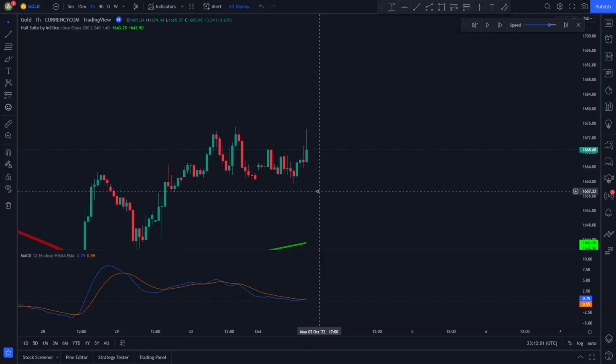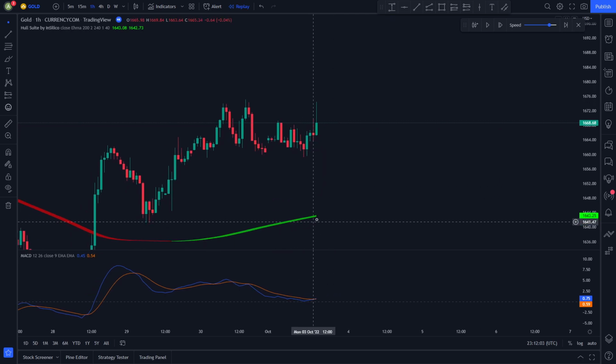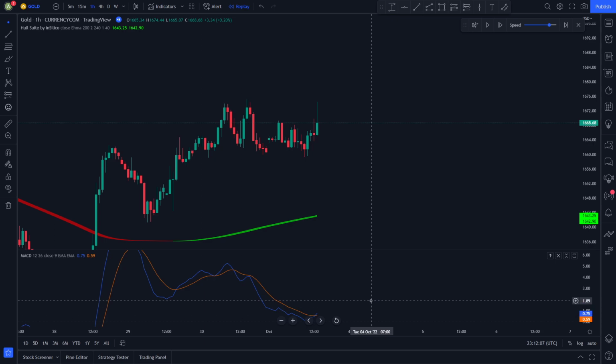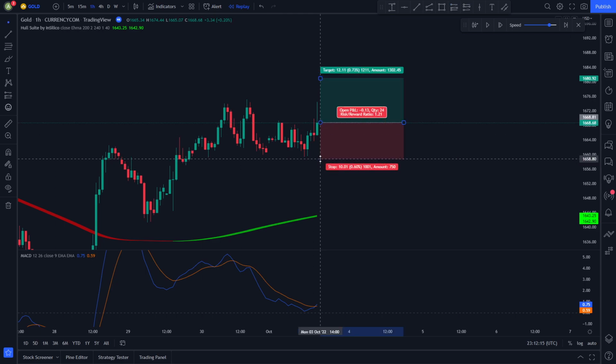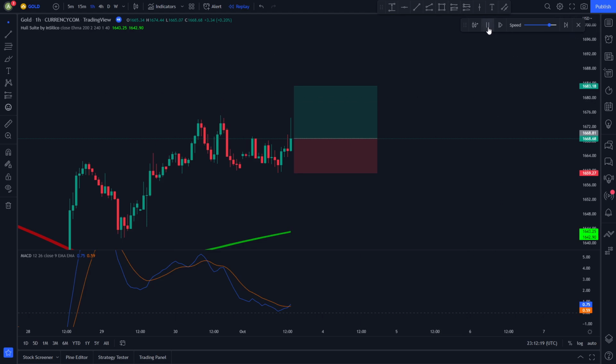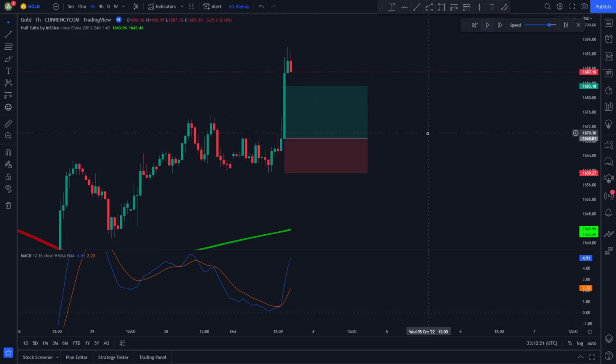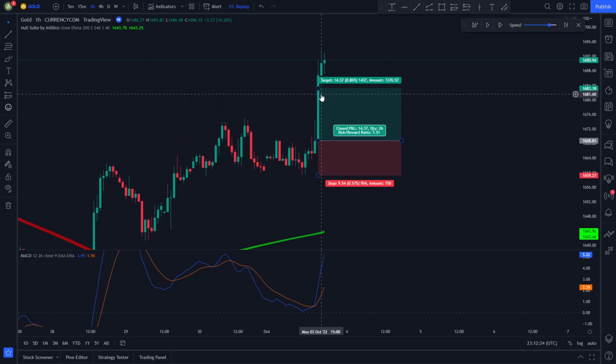In this example, the Hull Suite line is colored in green, and the price is trading above it. The MACD indicator lines just crossed, and the blue line is above the orange line, so all our conditions are met. We enter a long position. We set our stop loss at the recent swing low and our take profit at 1.5 times the risk. After a bit, the price hits our take profit target.